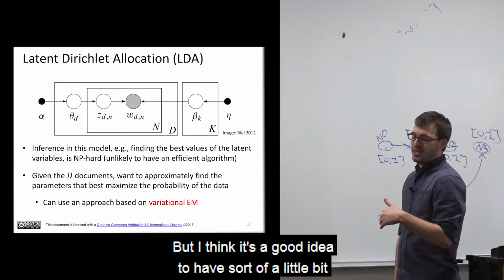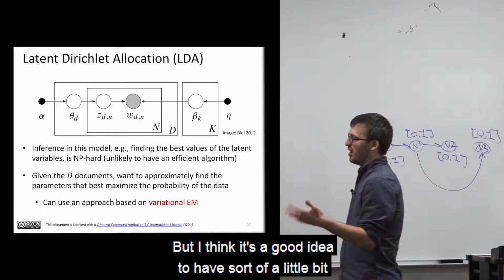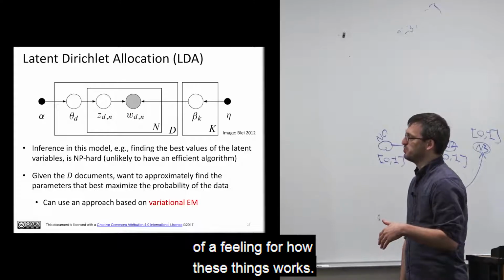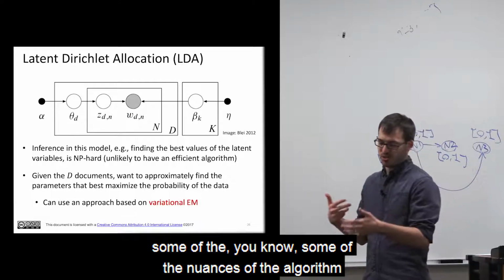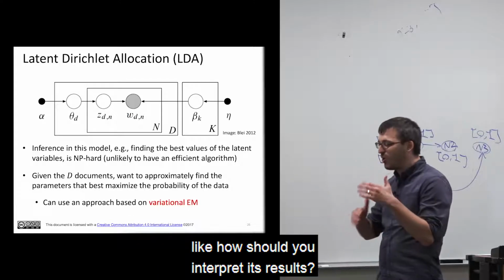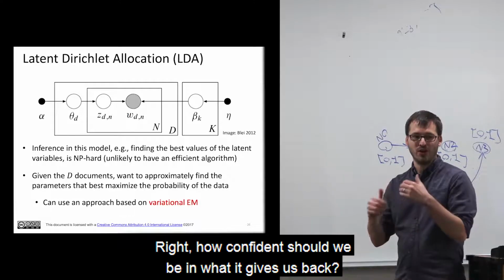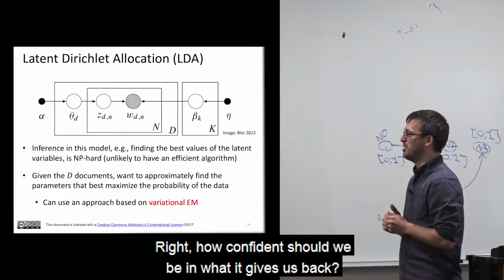So ideally, you don't implement this, which is great because there's lots of standard libraries to do it. But I think it's a good idea to have a little bit of a feeling for how these things work. One, because it will help you understand some of the nuances of the algorithm, like how should you interpret its results, right? How confident should we be in what it gives us back?